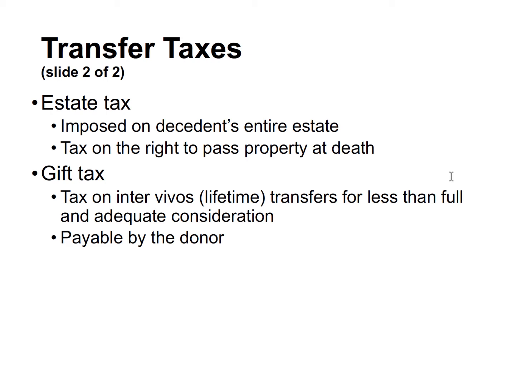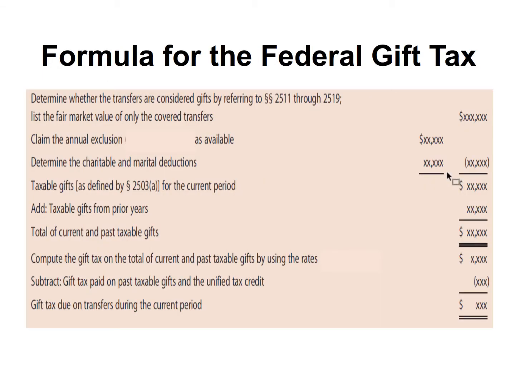Now it's important to understand that inter vivos, again, means lifetime, and there's also testamentary, which means on death. So there's a formula for the federal gift tax and there's a formula for the federal estate tax. This is the formula for the federal gift tax, and there's a few things that you should focus on here.